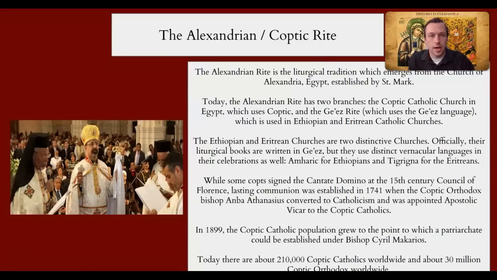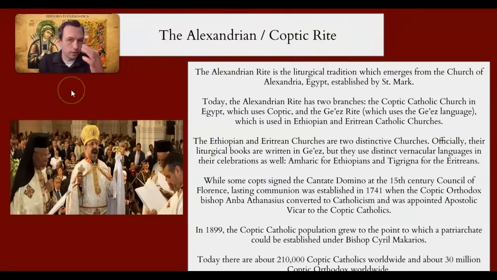The Alexandrian Coptic Rite. The Alexandrian Rite is the liturgical tradition which emerged from the Church of Alexandria, Egypt, established by St. Mark. Today, the Alexandrian Rite has two branches: the Coptic Catholic Church in Egypt, which uses Coptic, and the Ge'ez Rite, which uses the Ge'ez language, which is used in Ethiopian and Eritrean Catholic churches. So it's all one liturgical family with a similar liturgy, but different languages. The Ethiopian and Eritrean churches are two distinctive Catholic churches, which we'll talk about in a moment.